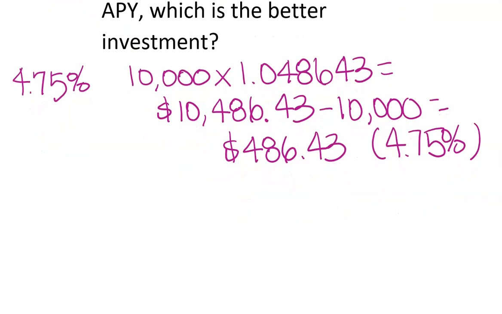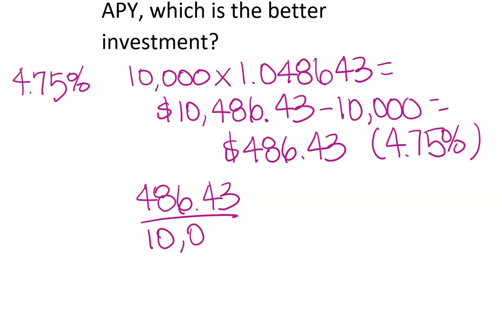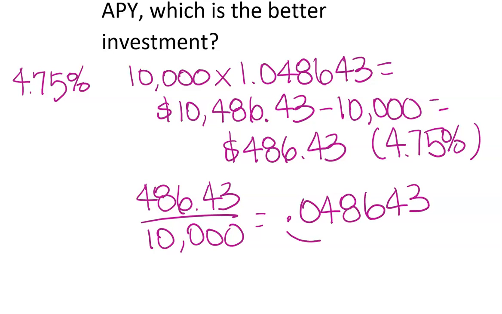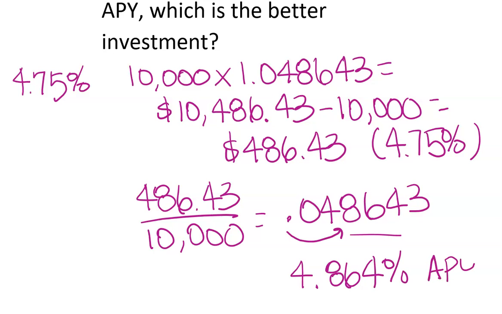Next we need to find out the actual percentage of the investment. So we take our interest, $486.43, and we divide it by 10,000. And we're going to carry that out to 3 decimal places. Here's what the calculator says, 0.048643. We multiply it by 100, and then we're going to go 3 places after that. So this one is a 4.864% APR, or APY.